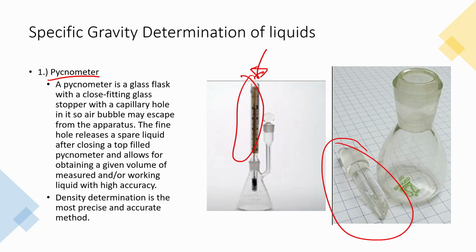So, pycnometer does not actually measure volume. The use of pycnometer is actually to get the weight of a liquid, so that you can convert it into milliliters using its standard density. Okay, later I will be showing you the formula how to compute for specific gravity in liquids.